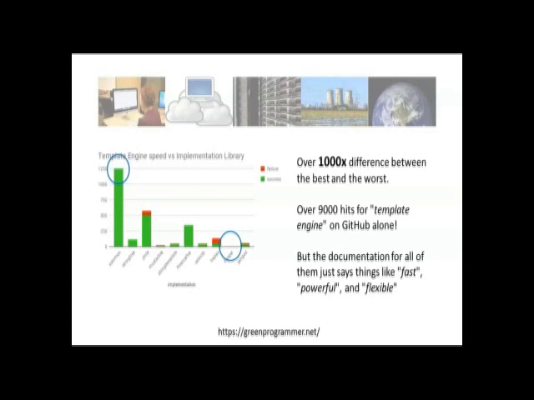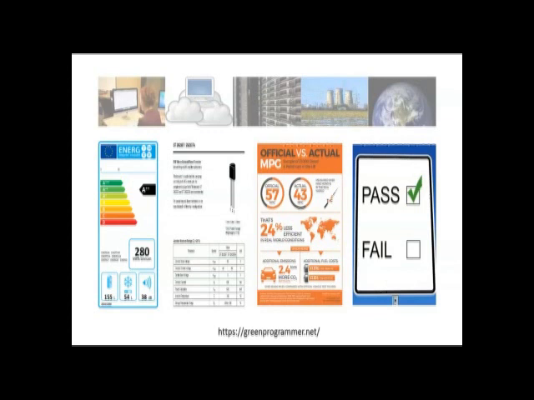There's no information. If you compare software with the way the rest of the world works, we're deluged with information. If you buy a home appliance, it comes with an energy rating. If you buy an electronic component, it comes with a data sheet. If you buy a car, it comes with miles per gallon figures, and people argue about how accurate they are. In software, well, it kind of works. That'll do. Move on to the next project. We don't really consider any of this stuff.